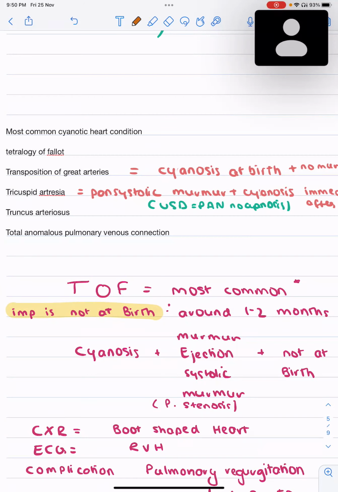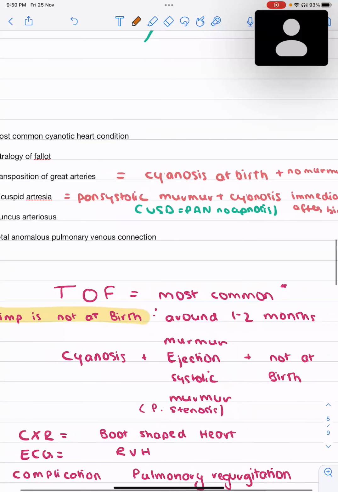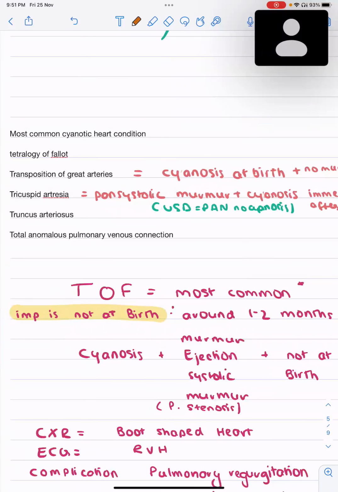Coming to tricuspid atresia, there's a pansystolic murmur with cyanosis. Now you also know that ventricular septal defect will also have a pansystolic murmur. But to differentiate between tricuspid atresia and VSD, VSD will have no cyanosis because it's acyanotic, whereas tricuspid atresia will have cyanosis. Okay, and it will also be immediately after birth. So more or less the MCQs are going to come from any of these three questions.